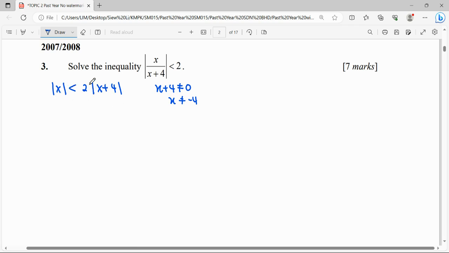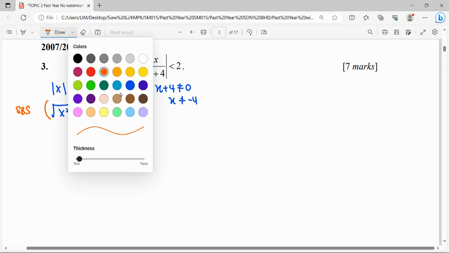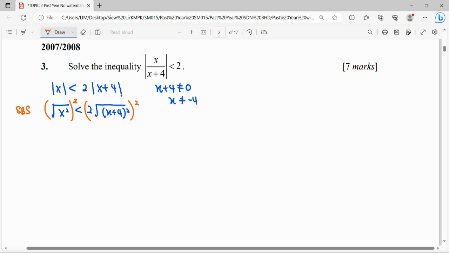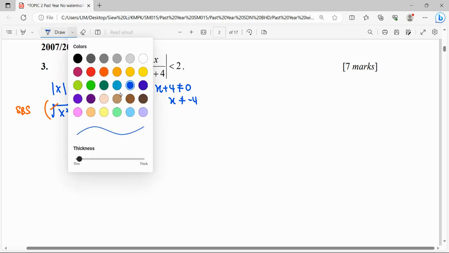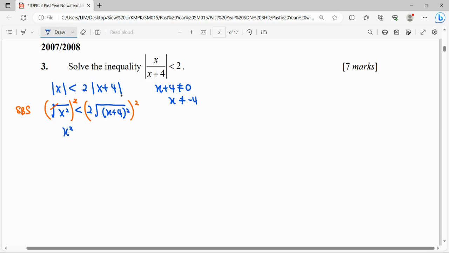Now we have modulus on both sides. We rewrite this modulus as a square root and square. To remove our square root and square, we can square both sides. Square root and square can be cancelled out, so this will leave x squared only. Meanwhile, for 2 squared, we get 4.